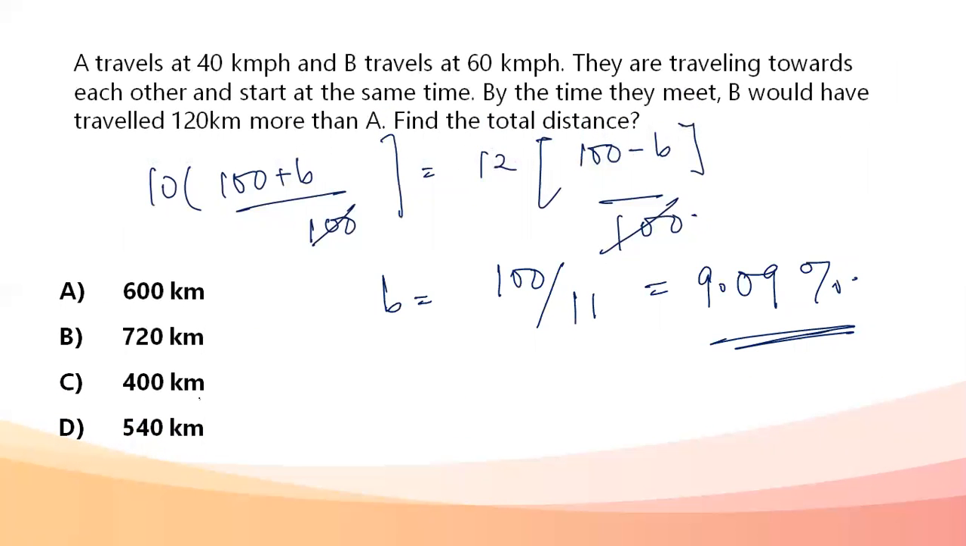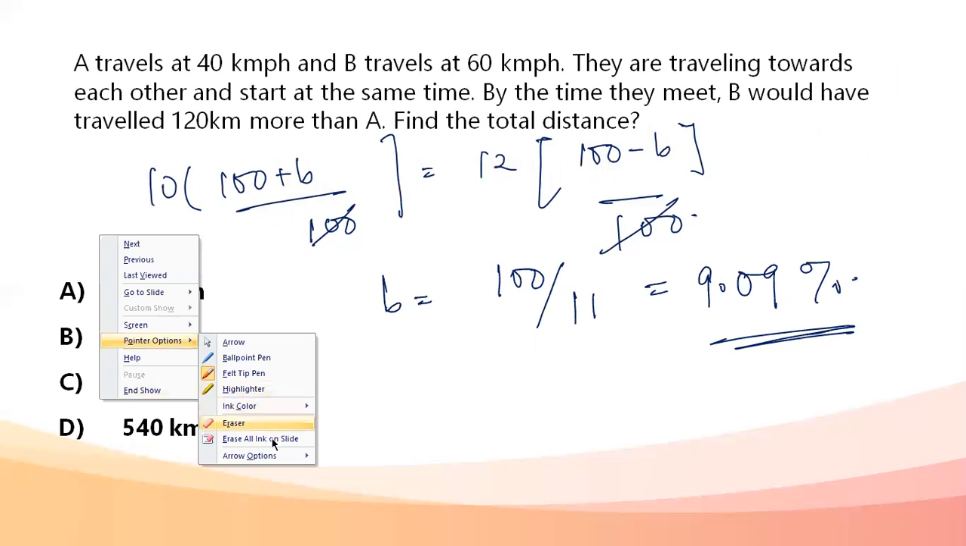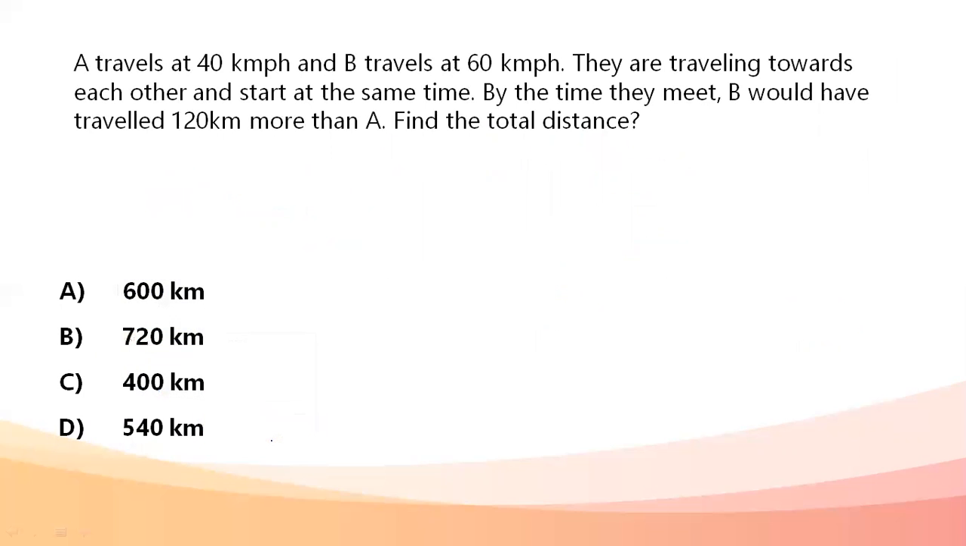Okay, next question. A travels at 40 kilometers per hour, B travels at some other speed, that is 60 kilometers per hour. They're traveling towards each other and start at the same time. Okay, traveling towards each other. This is A, this is B. Next thing, by the time they meet, B would have traveled 120 kilometers more than A. Find the total distance between them.